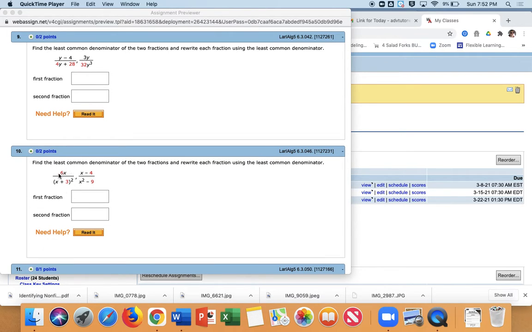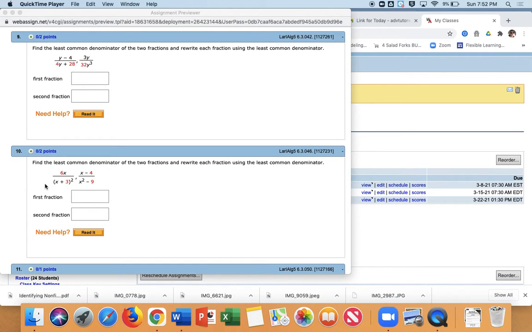So on the left-hand side, we have two x plus 3's, and on the right-hand side, we have an x plus 3 and an x minus 3. So what this is asking me to do is first find the common denominator. If I have two x plus 3's over here and an x plus 3 and an x minus 3 over here, what I want to do is multiply this fraction on the left by x minus 3 over x minus 3.